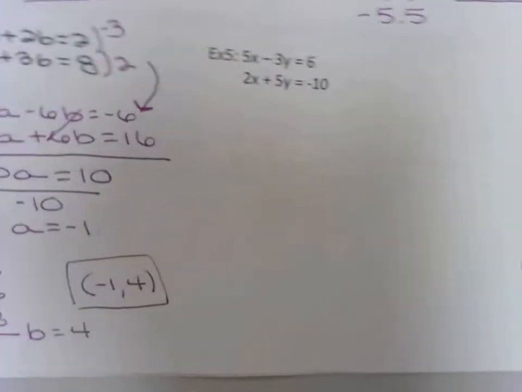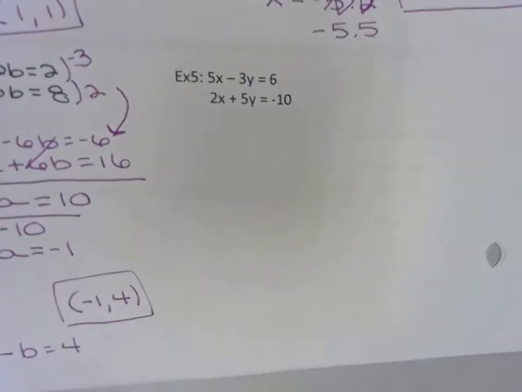Okay, last one. Elimination would be the best choice because they're in standard form. So I look at this and I say, if I add now, will anything cancel? 5 and 2, negative 3 and 5, no. If I multiply by negative 1, well, none of the coefficients are the same, so no, nothing will cancel.